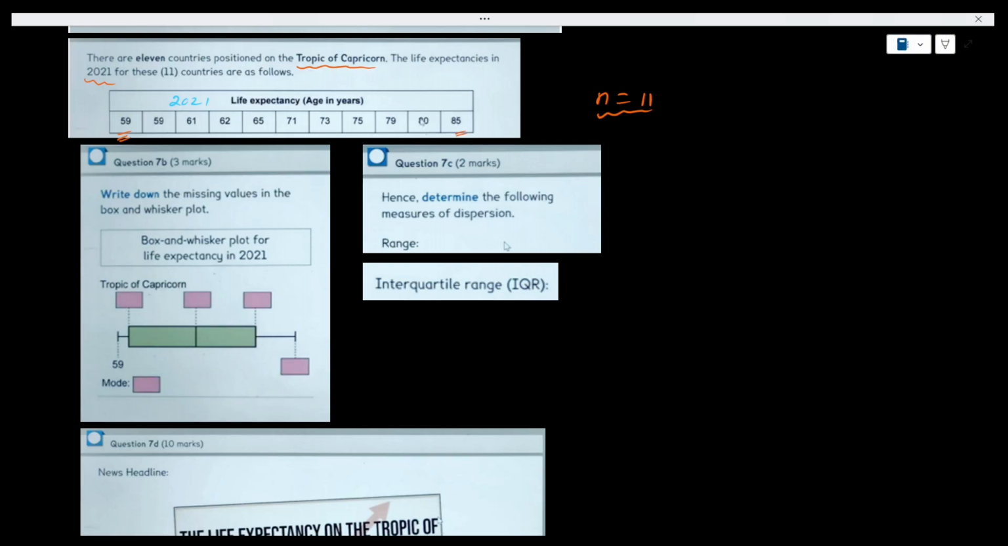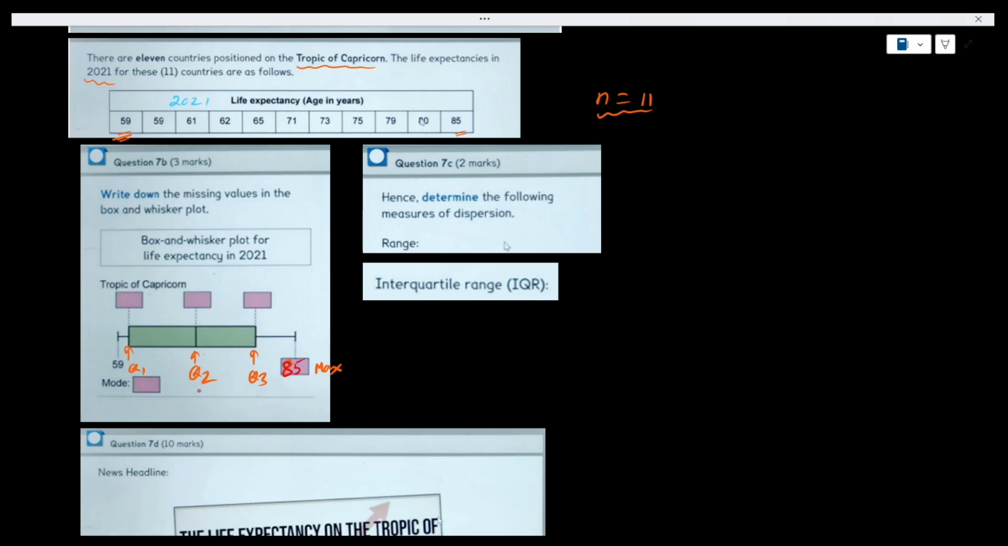If you see here, the minimum value is 59 years, that's the minimum life expectancy of one of the countries. First we are going to fill in the median, because this value is your Q2, this value is your Q1, and this value is your Q3, which is the upper quartile, and this is your maximum value. Your maximum life expectancy you can see is 85 years. So in this box you can fill 85.